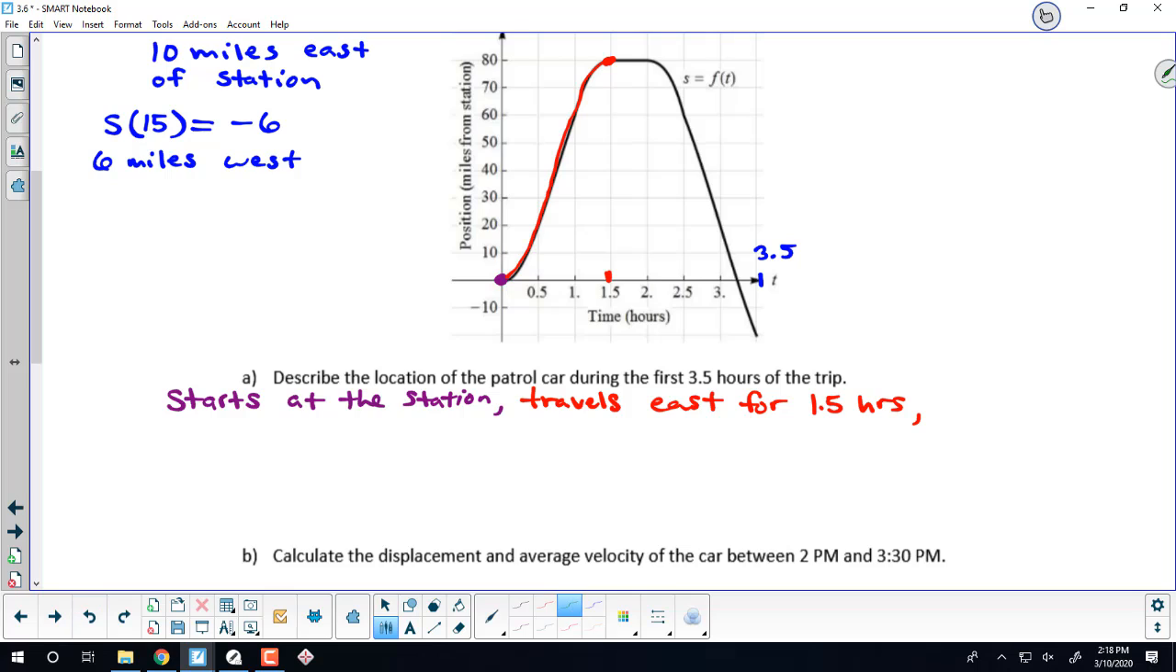Then what happens? They stay there, right? Their position is not changing. They're 80 miles east of the station, and over that period, that green period of time, their position's not changing, which means they have to be sitting still. They stop for how long? Half an hour. Then what? Okay, I guess that's cool.